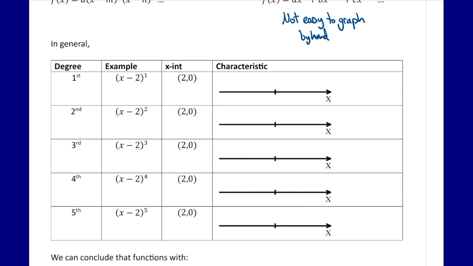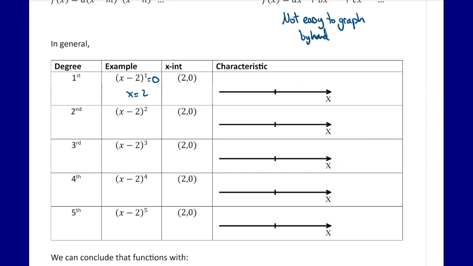So degree 1, a linear function, for example, x minus 2 raised to the power of 1. Normally we wouldn't see that. If we don't see an exponent, we assume it's 1, or a degree 1. In this case, if this was a factor, the x-intercept would be 2. We set this equal to 0, move the 2 over, and this is x equals 2. So the only way it equals 0 is if x equals 2.